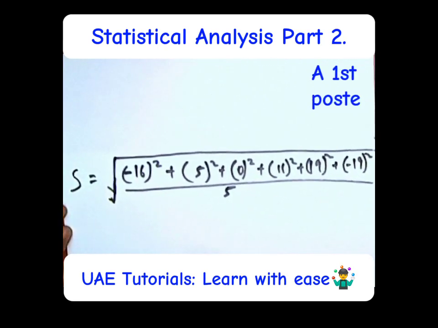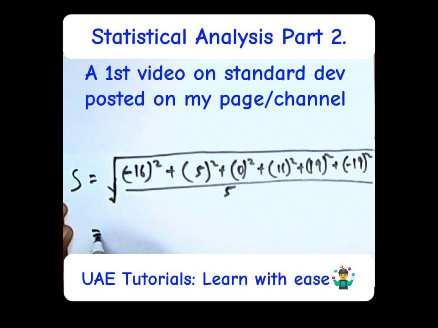So here's the tricky part, guys. If you're solving standard deviation, if you take the square of any negative number, you are going to get a positive number. You are never going to get negative. So take note of that, please.